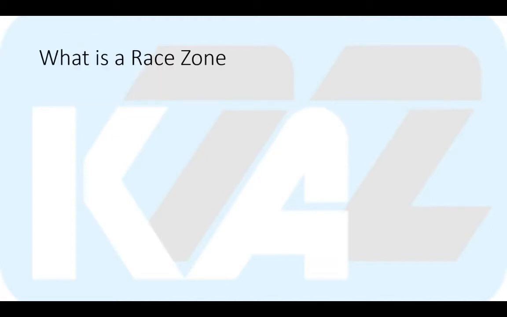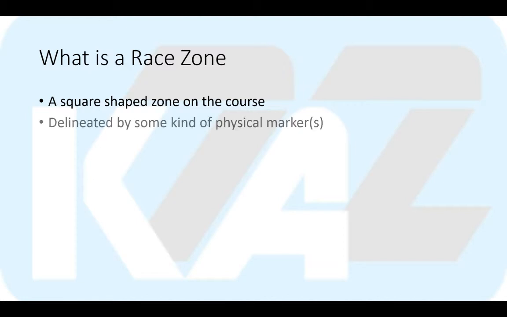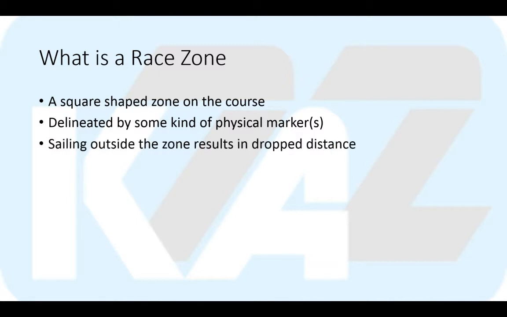So, what is a race zone? Well, a race zone is a square-shaped zone on the course. So you have your location that you've set up, which is maybe a lake or a beach in the ocean. A race zone is a subset of that. It's a square-shaped zone on the course, and it's usually delineated by some kind of physical markers. Sailing outside of the zone results in drop distance. So if you go outside that square zone, then your distance doesn't count, which is obviously a disadvantage when you're trying to go as far as you can in the time allowed for the event.